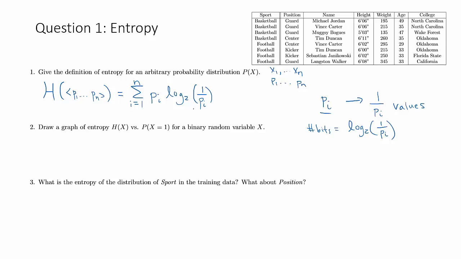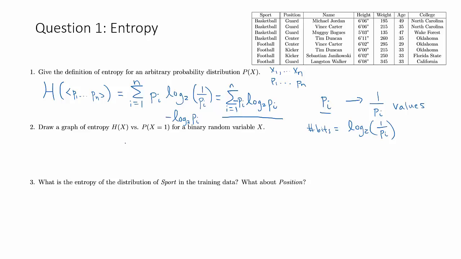Another way to write this is, you note that log base 2 of 1 over p i is just negative log 2 of p i. And so this expression is equal to the summation from i equals 1 to n of negative p i log 2 p i. Either of these expressions is fine. I tend to like this one a little more, so I'll be using this expression for the rest of the problems. The next part asks us to plot the entropy for different distributions for a binary random variable.